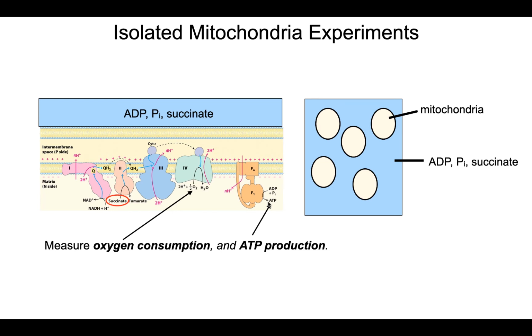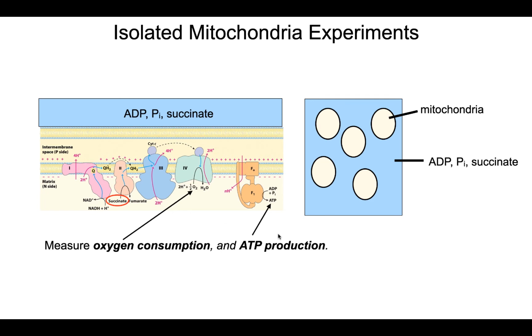And let's take a look at the experiments that can show us how they are coupled and then show us what we can do to uncouple them. And all of this, the reason for these experiments, is simply to demonstrate that yes, indeed, the proton gradient from the electron transport chain is what is used to make ATP via ATP synthase.